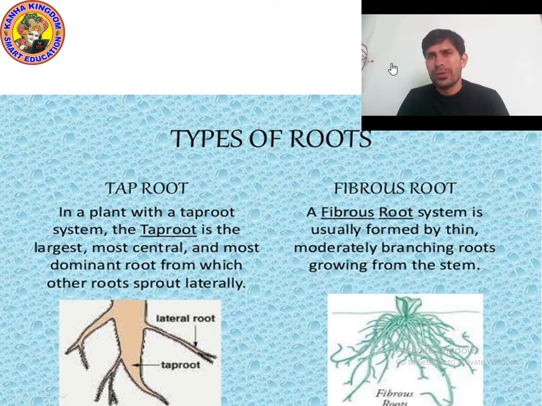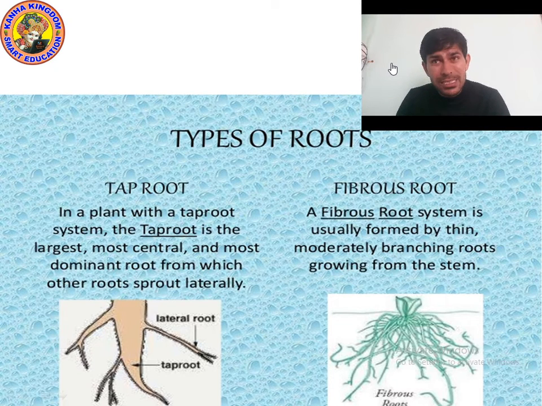Now let's talk about the fibrous root. Fibrous roots do not have any main root. They are found in a group together. A fibrous root system is usually formed by thin, moderately branched roots. Fibrous root is formed by many thin roots which make a group.